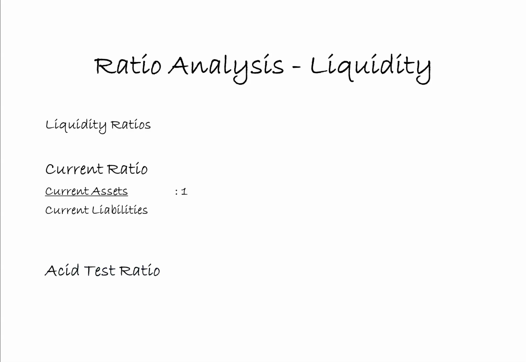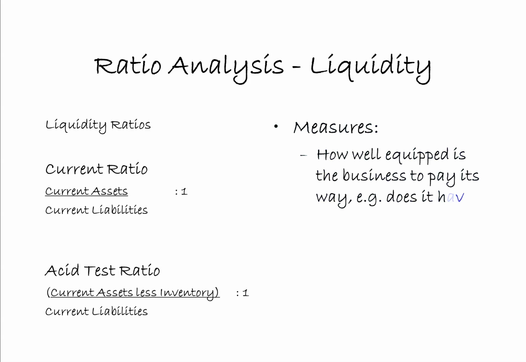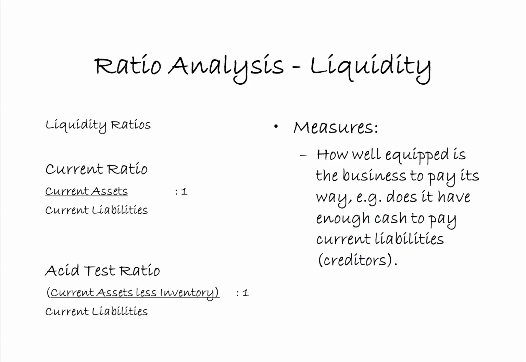An extension of this is the acid test ratio. And the acid test ratio is the current assets less the inventory divided by the current liabilities. So in other words, we're talking about the more liquid current assets. We remove inventory from the listing, and we have the liquid current assets divided by current liabilities. Again, it's expressed as a proportion, something to 1. So you might have something like a 1-to-1 ratio. Now what we're looking at here is how well equipped is the business to pay its way? E.g., does it have enough cash to pay its current liabilities, i.e. its creditors?